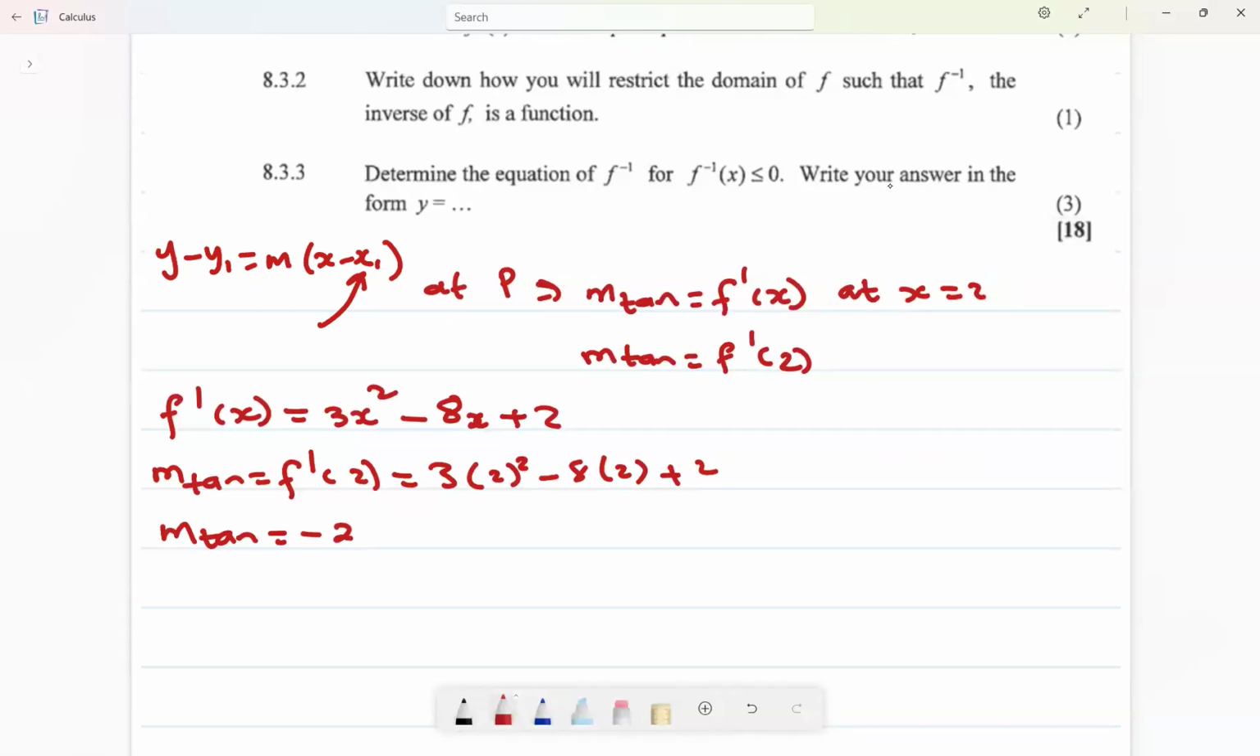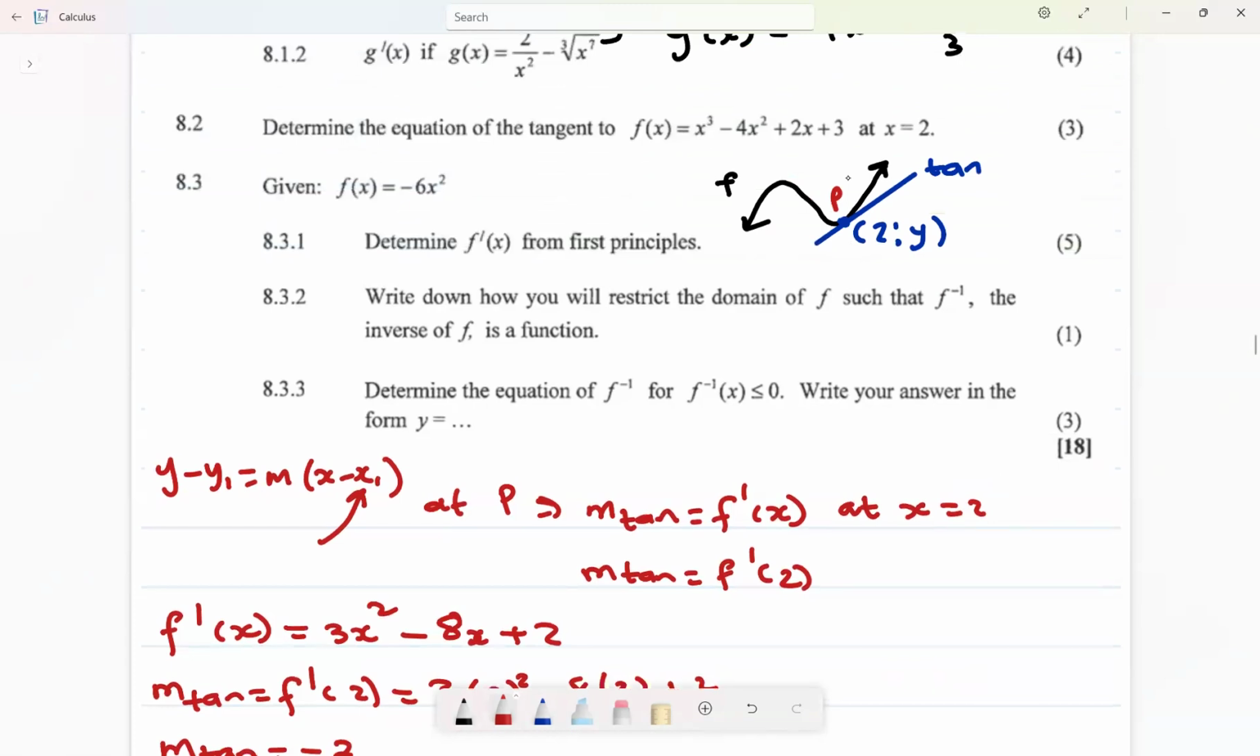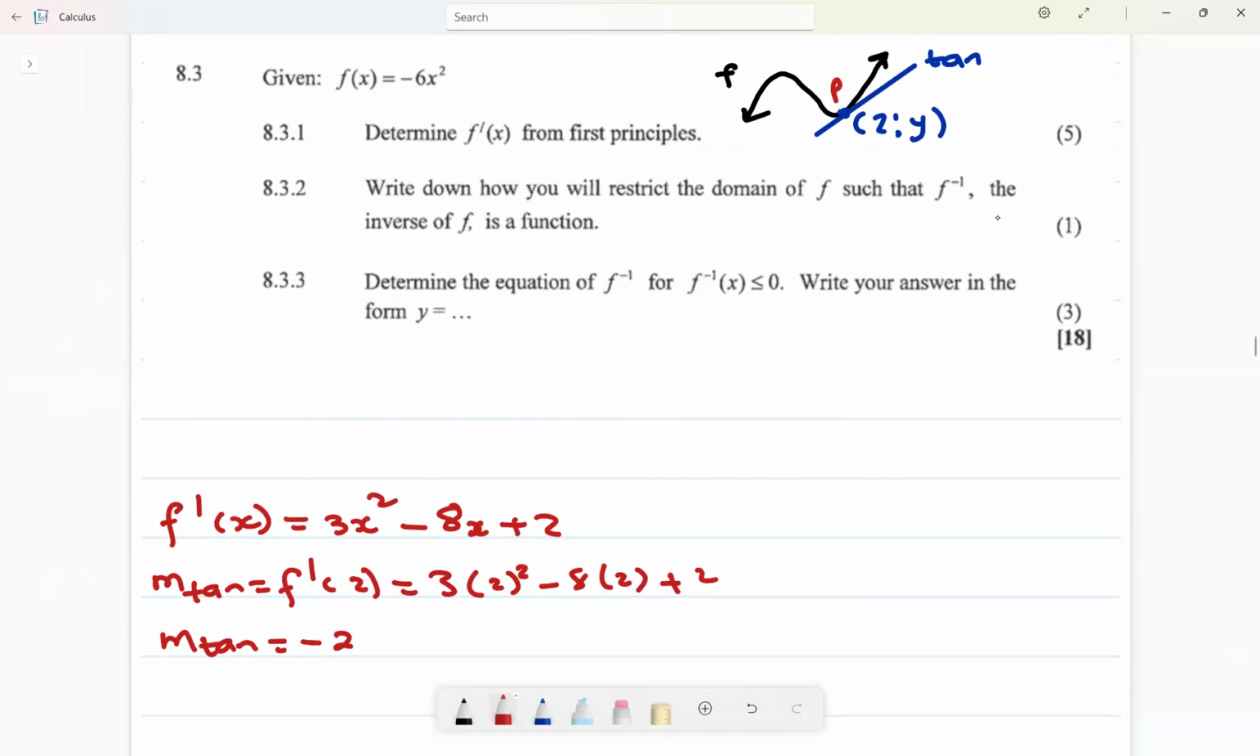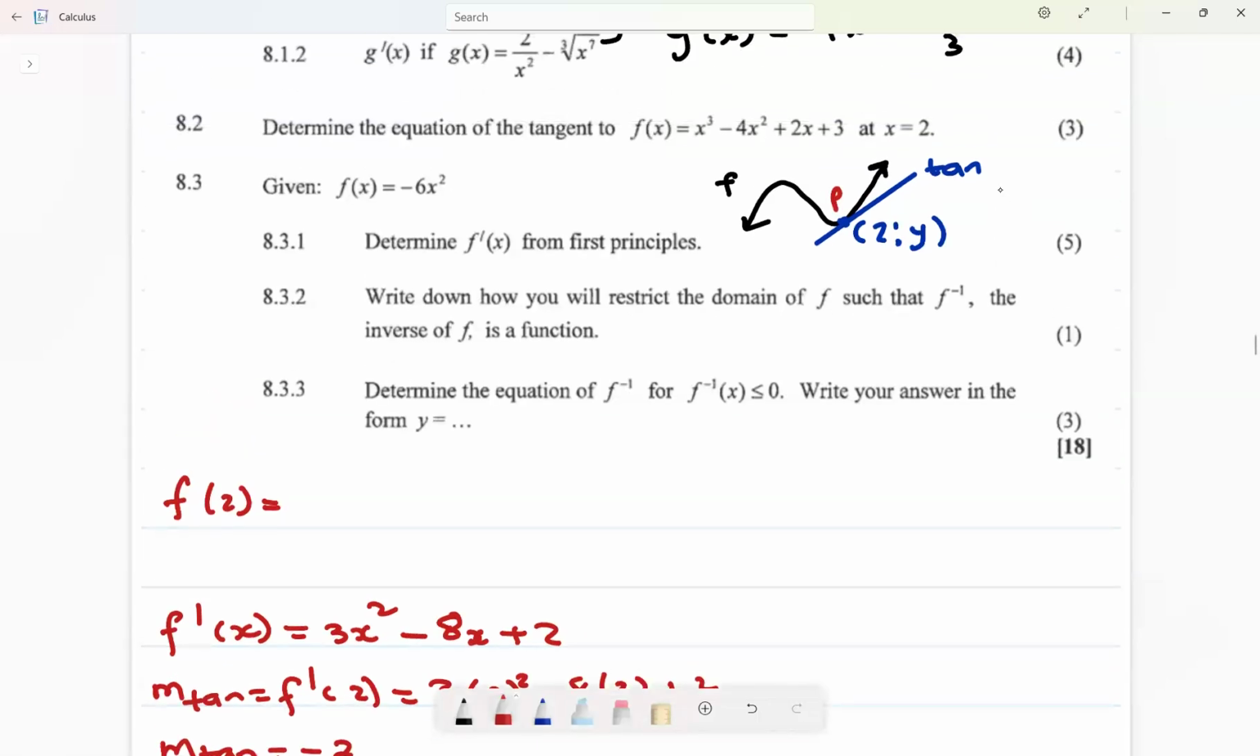So how can I find the y value? I can substitute into the equation of the cubic function. Why? Because it is also a point on that graph. It lies on that graph. So I'm going to just find f of 2. Why am I saying f of 2? I want the value of y on this equation when x is equal to 2. The point here, basically. So f of 2 is equal to 2 cubed minus 4 into 2 squared plus 2 into 2 plus 3.